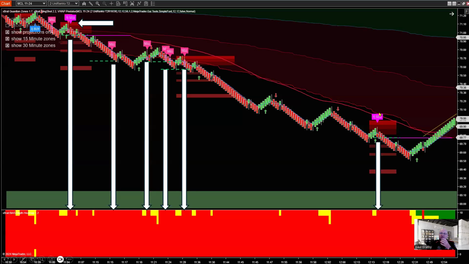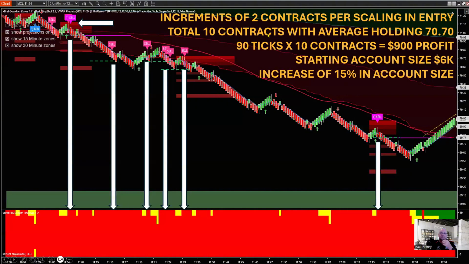But for me, this is where it all started with a type 1 sell. This is a measured pullback with a type 1 sell. It could go to target 2, and that's our probability. So this time, increments of 2 contracts per scaling in the entry. Because we took that later one on the type 1 sell, the average holding position went to 70.70, 90 ticks, times 10 contracts, $900 profit. Starting account size, $6,000, increase of 15% on the account size in one trade. So it's almost like turbo boosting when the momentum's going, turbo boosting those profits on your account size.